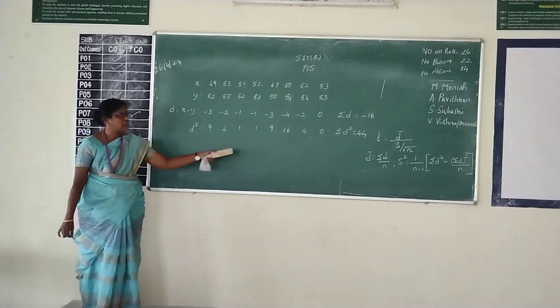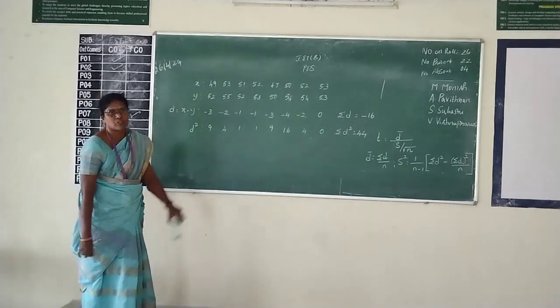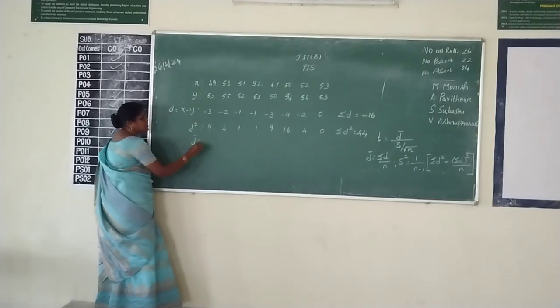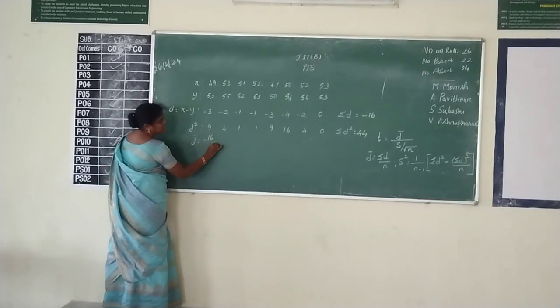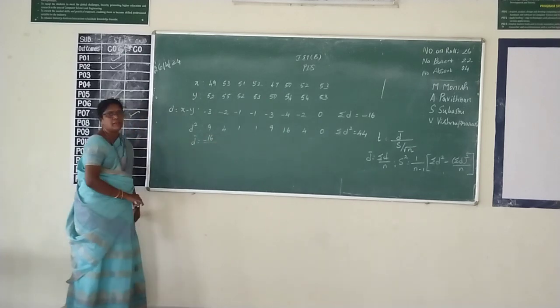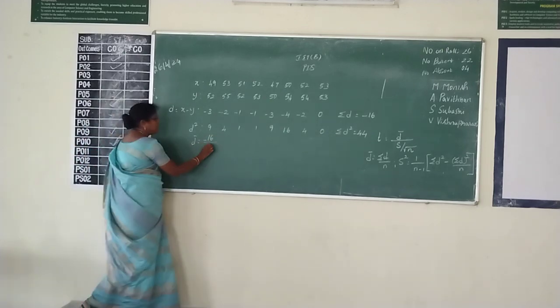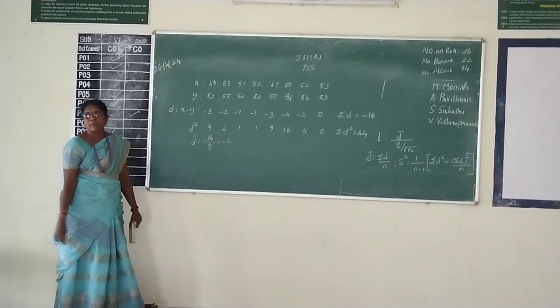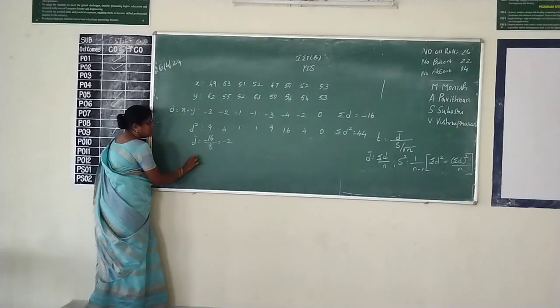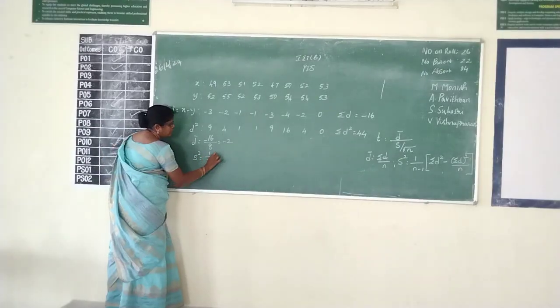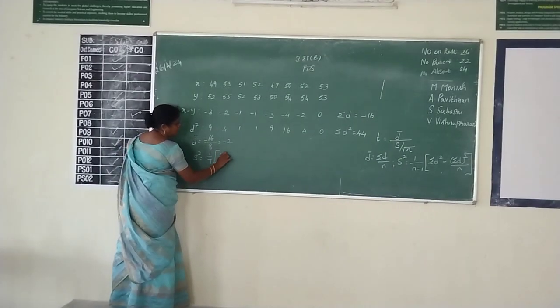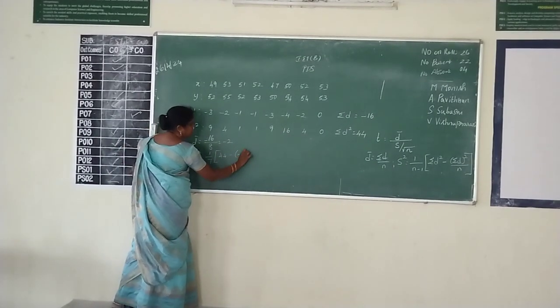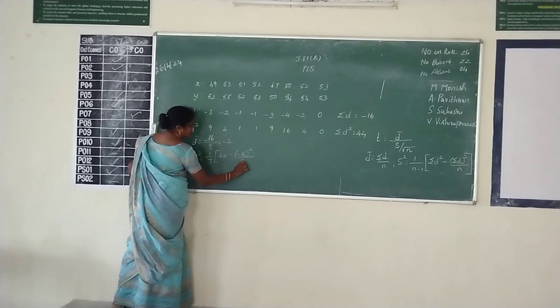Now substitute. Find first D bar and capital S square. Find D bar: summation of D is minus 16 divided by n. How many data are given? 8. So 16 by 8 is the answer, minus 2. Find capital S square: S square equals 1 by 7 into 44 minus (minus 16) the whole square by 8.